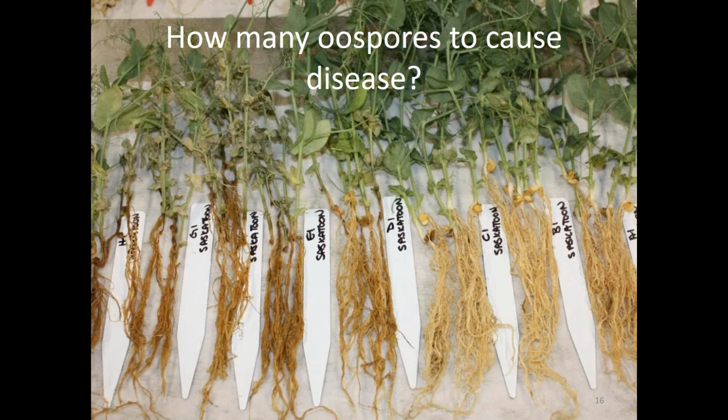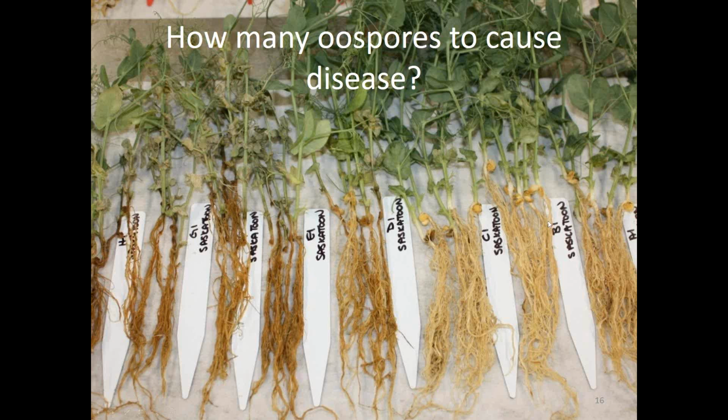And so, like I said, our first question is how many oospores to cause disease. And this is one of my favorite pictures because I think it really tells a story of what's happening with Aphanomyces and why it wasn't a problem on anyone's radar about 5 or 6 years ago, and then all of a sudden we're finding that 60% of the fields are positive for Aphanomyces.